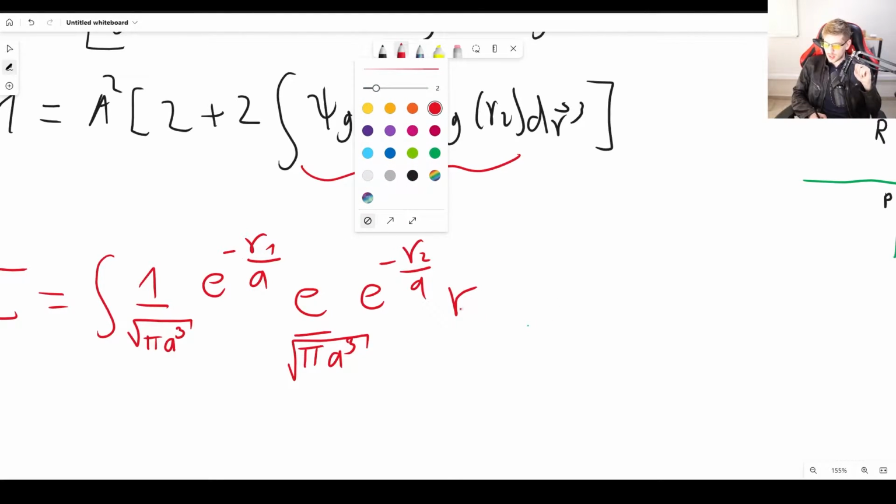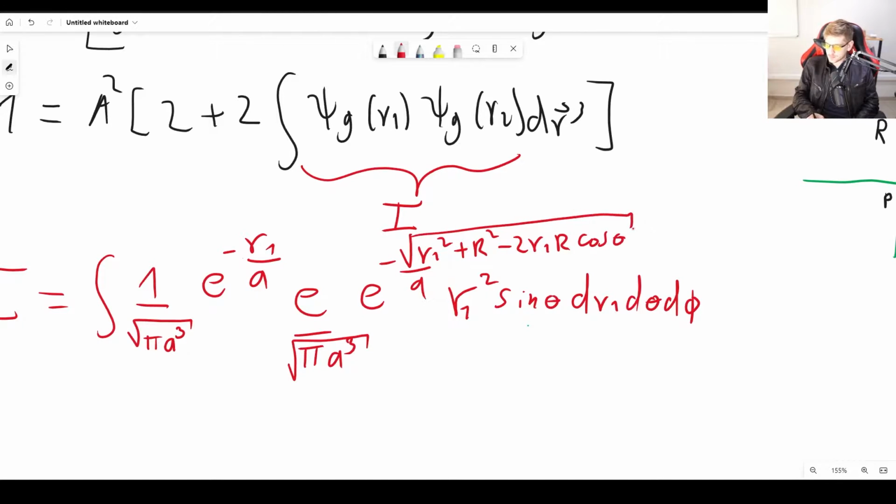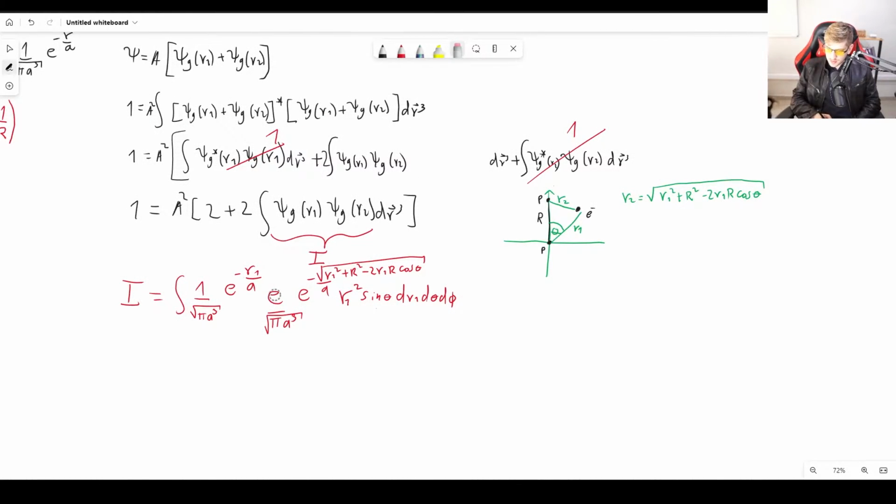So let's now replace this into our integral, and we can now just stick to our notation of R1. So R1 squared sine of theta, right? All of this coming from the fact that we are integrating in spherical coordinates, dr1, d theta, d phi, and R2 will be the square root of R1 squared plus big R squared minus 2 times R1 R cosine theta. Okay, amazing. Wait, I just noticed that I put this random e in the middle. I don't know what that was all about.